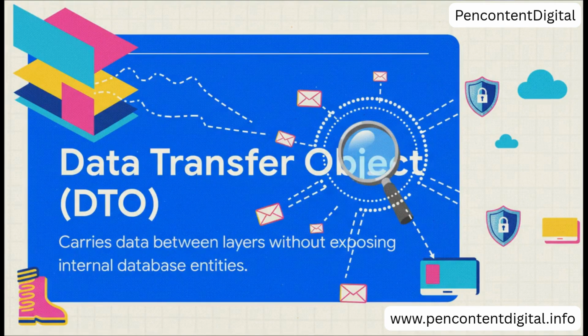So, how do these layers talk to each other without spilling all their secrets? Well, that's where DTOs, or data transfer objects, come into play. Just imagine your internal user object has sensitive stuff, like a password hash. You never want that to leave your system. A DTO acts like a secure courier, carrying only the data that's needed, like a username and email, to the outside world, while keeping your internal database structure totally hidden. It's a massive shield for security and flexibility.